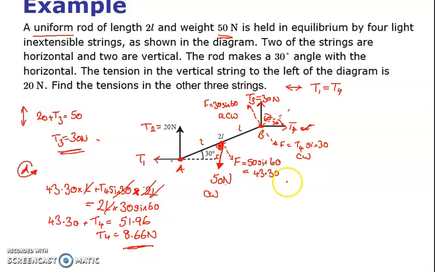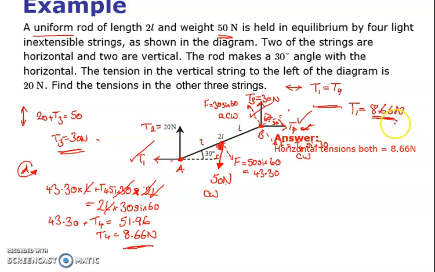I've already said that T1 is equal to it. So T1 I think is also equal to 8.66 newtons. Have I got them all now? I've got T1, I've got T4, I already knew T3. So let's see if I've got them right. 8.66 for the horizontal tensions, yes. And I got 30 for the vertical tension. So that's all worked out nicely.